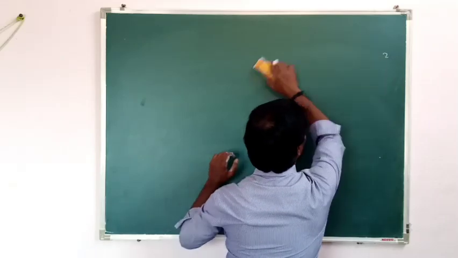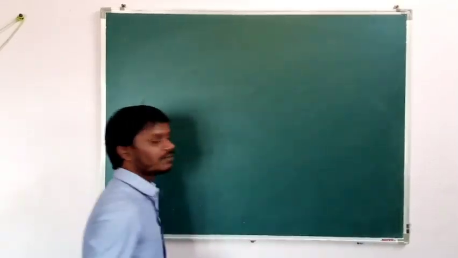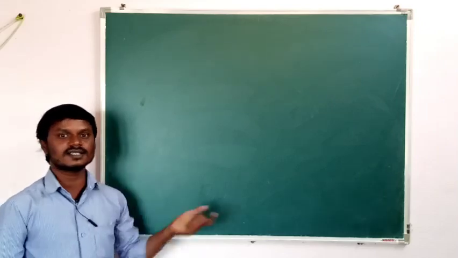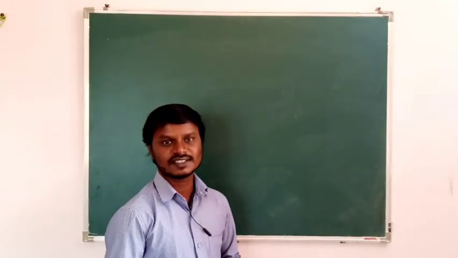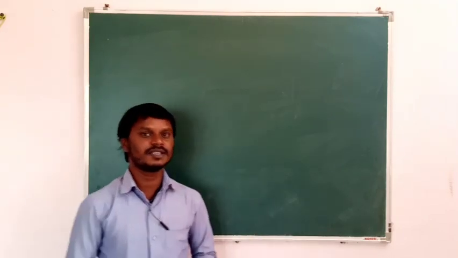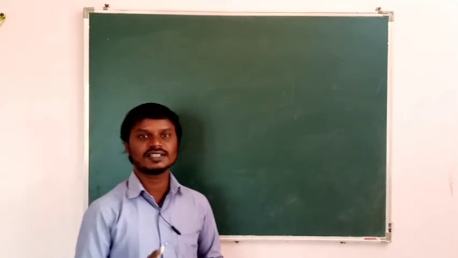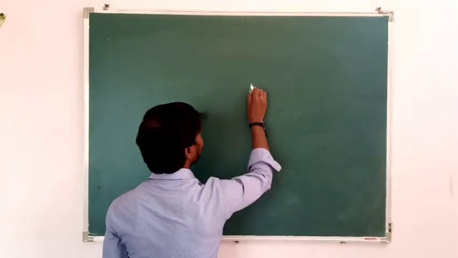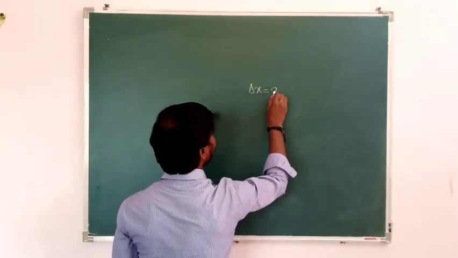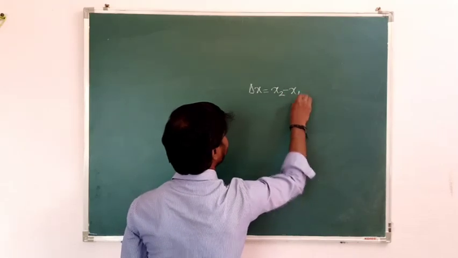So in last class we discussed position vector. In today's class let us discuss a displacement vector. Then how to find the displacement vector in case of plane. Already we know that how to find the displacement vector in case of one dimension. So displacement vector in case of horizontal motion, that is delta x is equal to x2 minus x1.